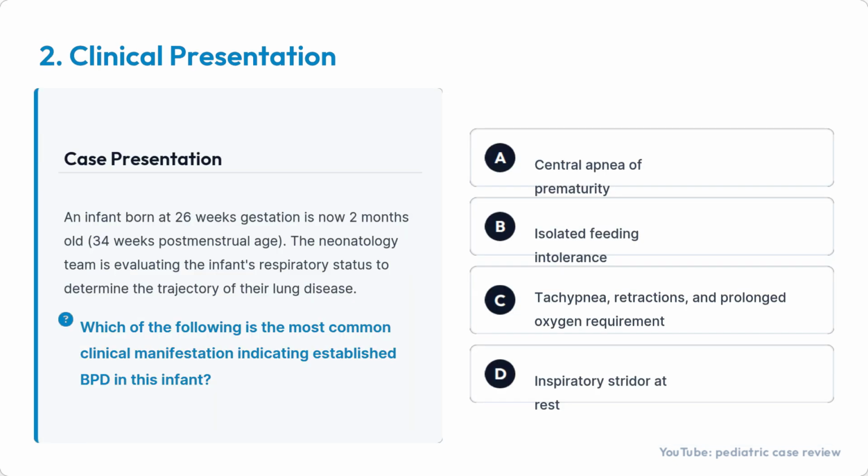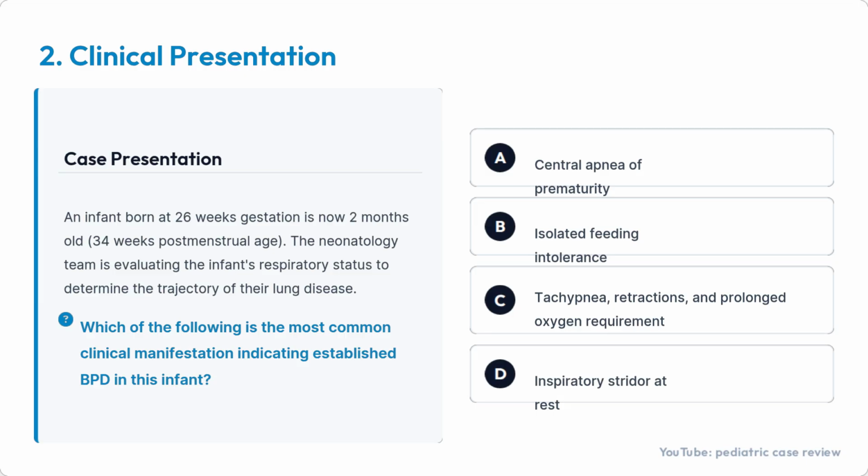Question 2. Clinical presentation. An infant born at 26 weeks gestation is now 2 months old. The neonatology team is evaluating the respiratory status to determine the trajectory of the lung disease. Which of the following is the most common clinical manifestation indicating established bronchopulmonary dysplasia in this infant? Option A, central apnea. Option B, feeding intolerance. Option C, tachypnea and retractions.